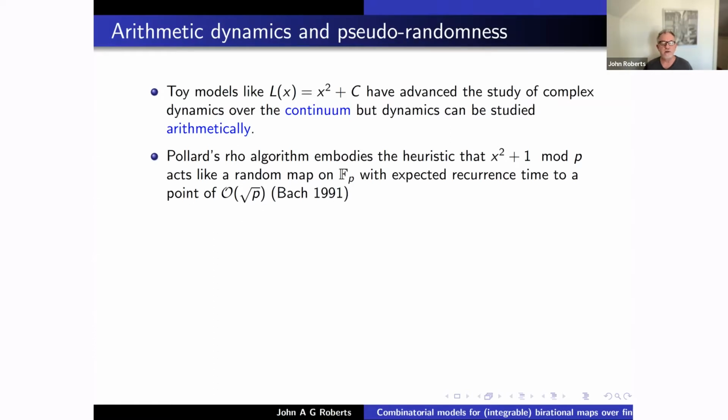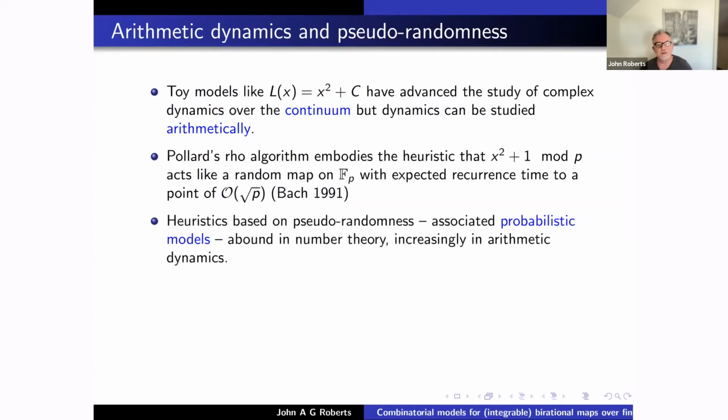The integer factoring algorithm, in other words, factoring an integer into primes, one of the most famous is Pollard's rho algorithm, and it's precisely called rho because of this idea that over the finite space, you have these pre-periodic points. At some point in the model, you have to ask yourself, how does x squared plus 1 act modulo a prime? And it turned out to be a very good assumption, very good heuristic to say that it acts like a random map on the finite field with an expected recurrence time of order root p.